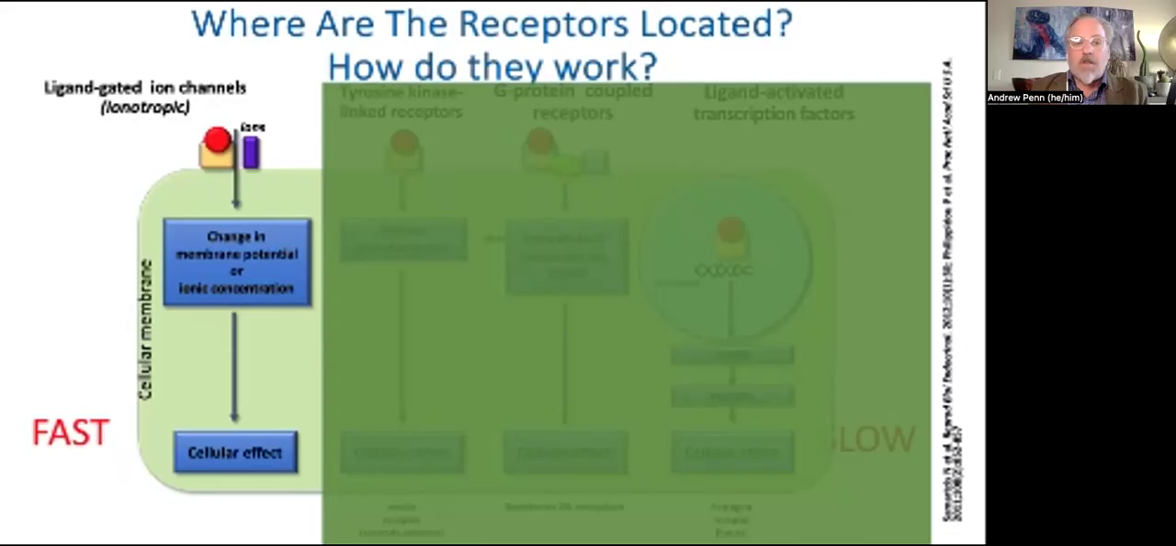So a good example of this would be something like GABA receptors, which are involved in allowing negatively charged ions in to inhibit the firing of a cell. And we'll dive deeper into that in a moment. So these are fast acting. These kinds of receptors work very quickly, which is why, for example, benzodiazepines and alcohol do not take weeks to work. They have an effect very quickly because they are influencing these ionotropic receptors.